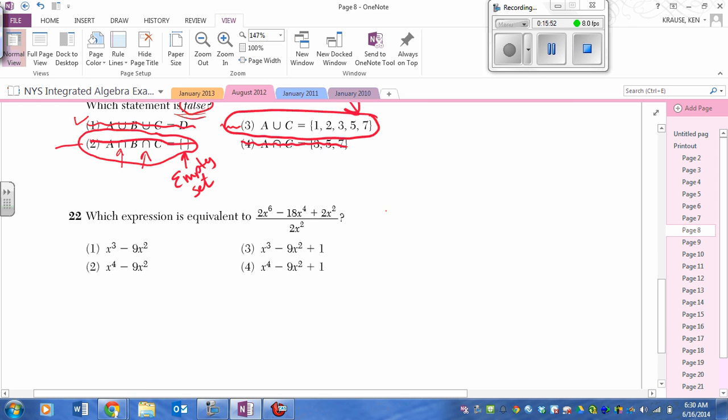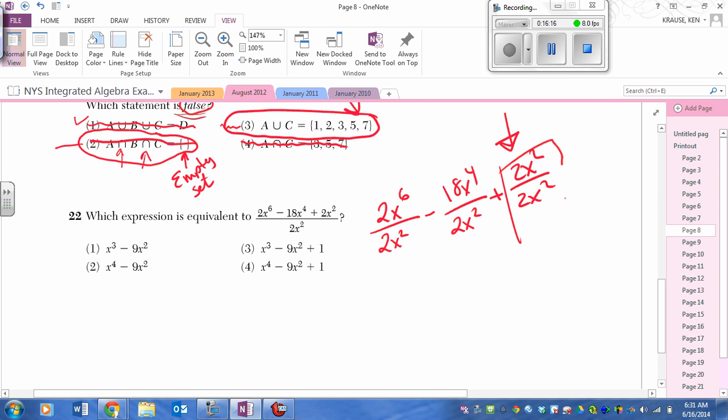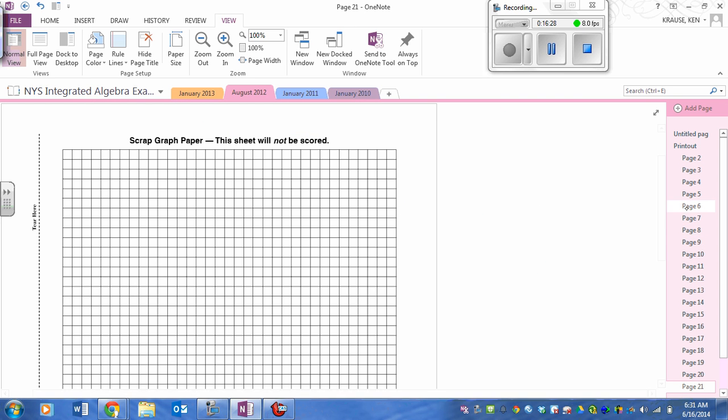When you divide these, what you're really doing is you're dividing each one by the denominator. So 2x to the 6th over 2x squared minus 18x to the 4th over 2x squared plus 2x squared over 2x squared. And the trick to most of these questions is always going to lie on this last one. Everybody thinks that we just cancel everything out here and it just goes away, but it doesn't. It adds a +1 to the end. So any one of these ones that doesn't have a +1, we have to get rid of. Now we're down to at least 2 choices. We'll figure this out.